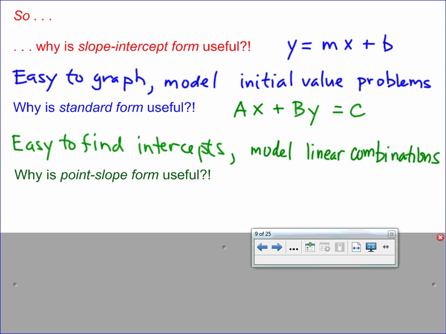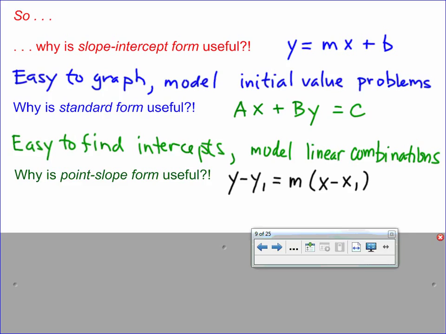And lastly, point slope form, right? What does point slope form look like with letters? Mark? y minus y sub 1 equals m parentheses x minus x sub 1. Excellent. I want you to think about why that form is useful. Why do we have a third form?